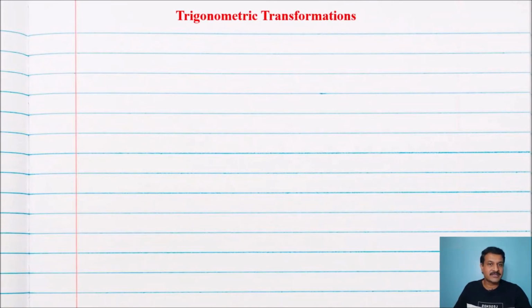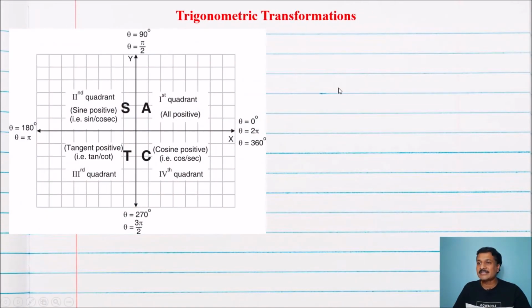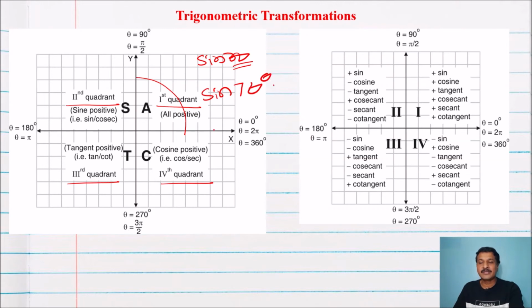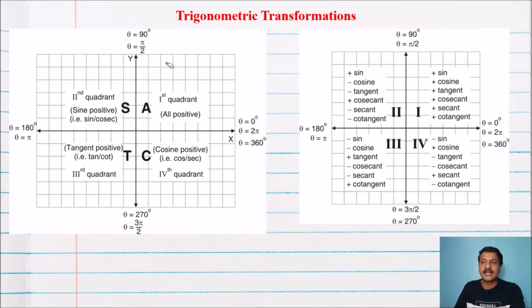Trigonometric transformations. So what is it? If we see these two figures, here it is the first quadrant, second quadrant, third quadrant, and fourth quadrant. You know these things, right? In the first quadrant, for example, sine 30 or sine 70 degree is in the first quadrant. Sine 120 degree is 90 plus something, so it is in the second quadrant. By using these figures, we can transform any trigonometric function.